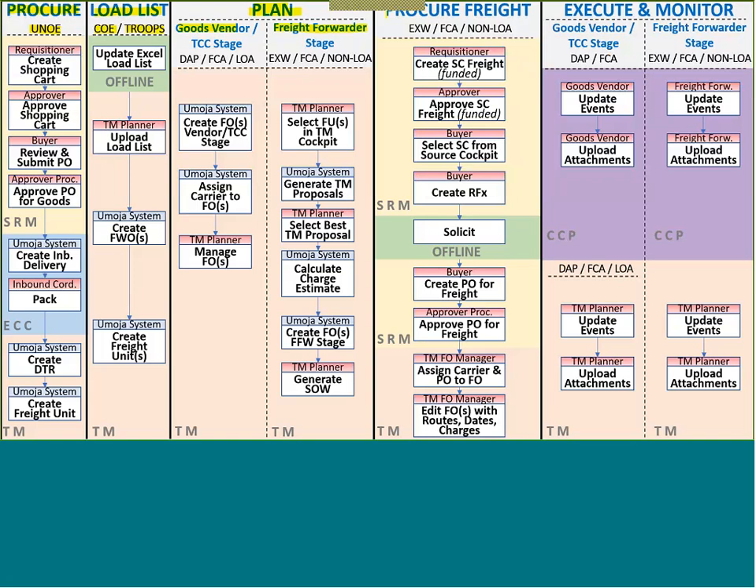Again, basically, and this is probably what is mostly interesting to you, so we're going to focus a little more time there, is the freight procurement section, which pretty much is exactly what you're doing until now, except the fact that now the freight is added separately from the shopping cart with the goods. But what's mainly interesting for you in this WebEx session will be this last section here, which is what we're going to be focusing on for the second half of the WebEx, which is where the TM freight order manager assigns carrier and PO to the freight order, and then edits routes, dates, and charges in TM.